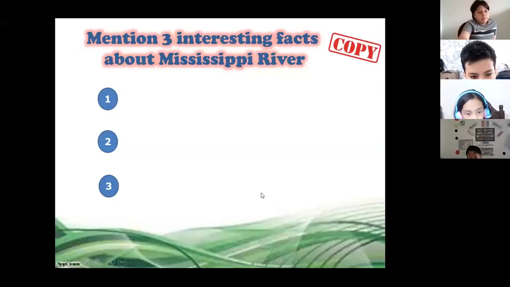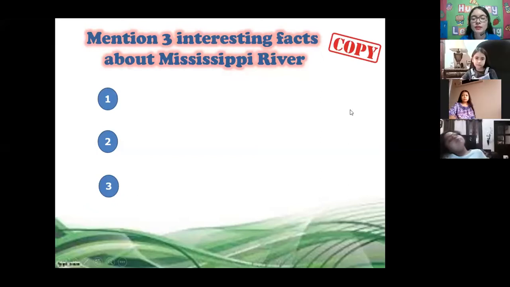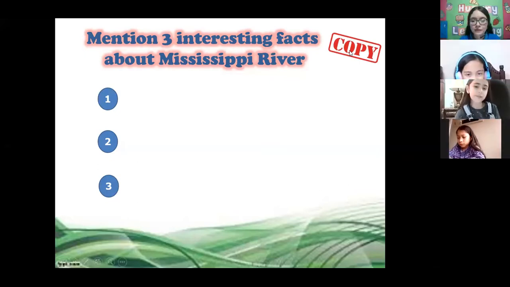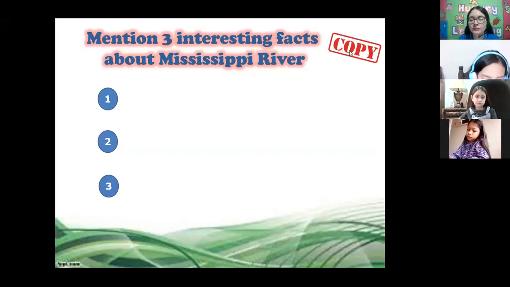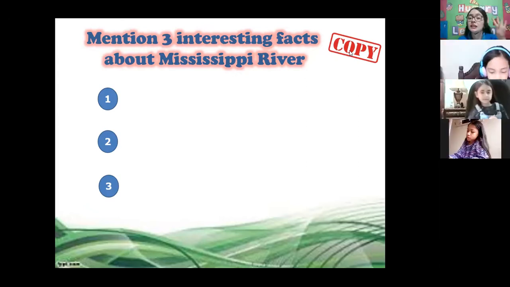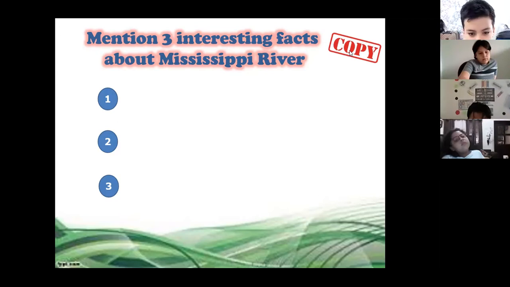Now, mention three facts about the Mississippi River. Which things can we say about the Mississippi River, class? It covers 10 states, that's right. What else can we say? That it's so big. It's the biggest one in North America, that's right. And compared with the other rivers in the world, what is the position of the Mississippi River? Is it the first one in the world or no? No, it's the fourth one. That's right, Andrea. It's number four. So we can say these three facts about the Mississippi River.